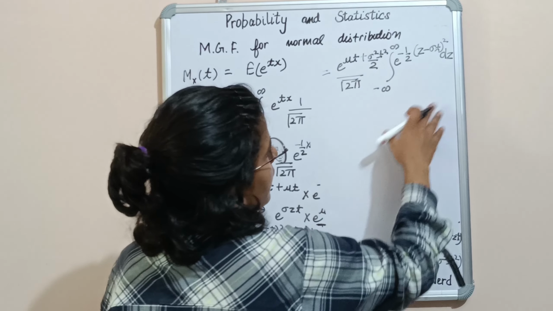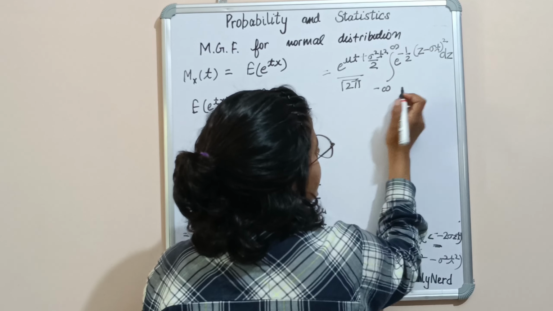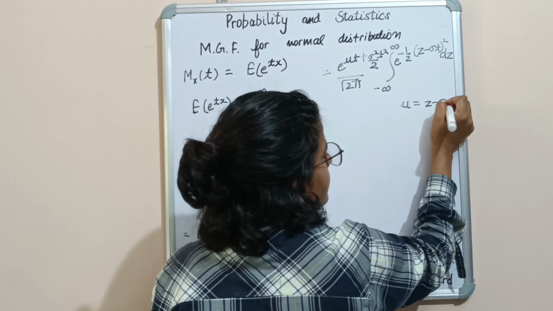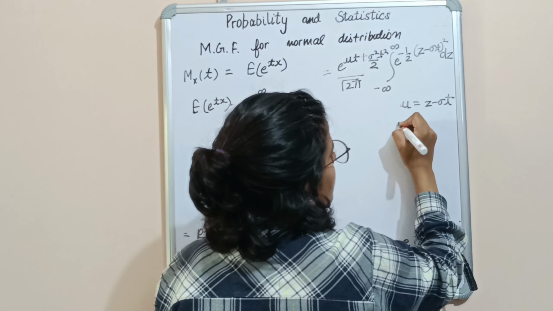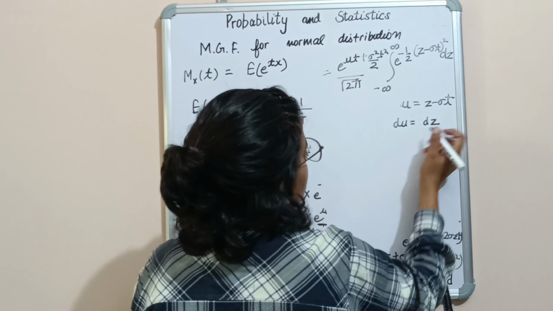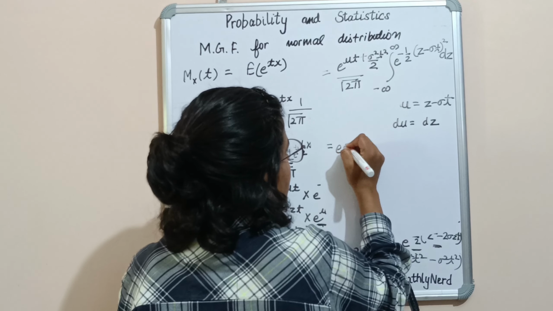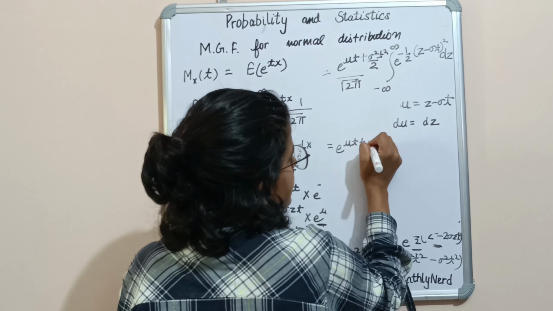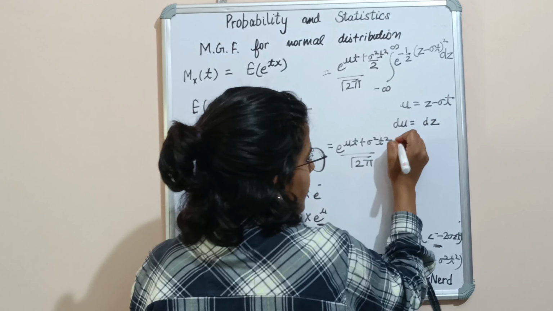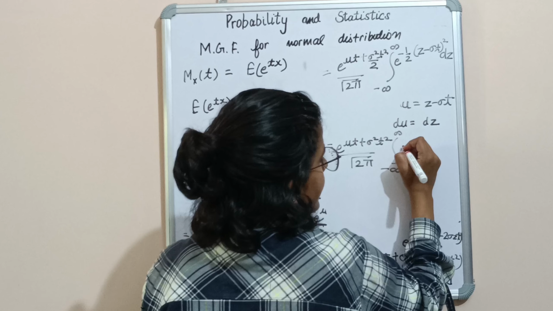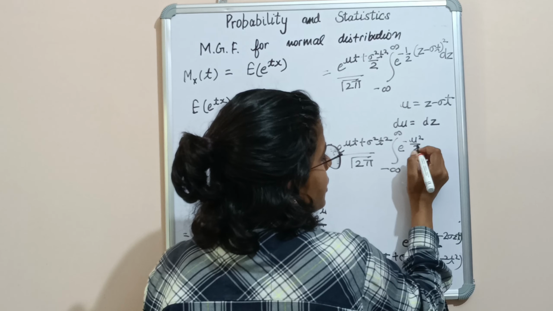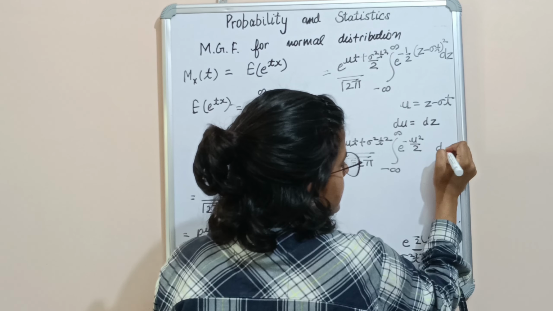Now, if we replace u with z minus sigma t, so du will be equal to dz. So this will be e raised to power mu t plus sigma square t square by 2, divided by under root 2 pi, integration from minus infinity to infinity of e raised to power minus u square by 2 times du.